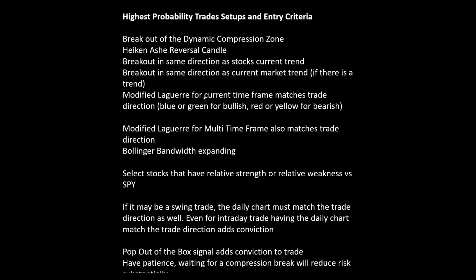The Compass system uses the Laguerre modified oscillators for momentum, and they're modified in that they strip out the divergence, which really is of no use at all, and focus specifically on just momentum. We do that for the current time frame, which is generally a 5-minute chart if we're trading on the daily, but you can use it for any time frame you want. Then we have a modified Laguerre for multi-time frame, which looks at the momentum on multiple time frames to make sure all of these time frames are aligned with momentum occurring at the same time. That'll tell us whether the institutions are in there buying or selling, and that's the only trades we want to take.